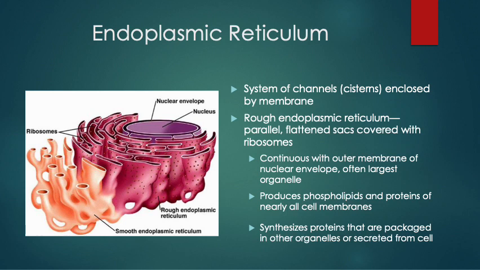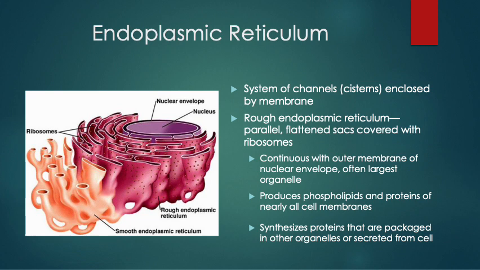Right outside of the nucleus, we have the endoplasmic reticulum, or the ER. So the ER is a system of channels enclosed by a membrane. It is a membranous organelle, and it is all enclosed. The rough ER has ribosomes all over the outside of it. So there's a smooth and a rough ER. The rough one is like studded with ribosomes. So if you look at this picture, the darker pink, see how it has all these little bumps all around it? Those are ribosomes. Ribosomes are important because they make proteins.